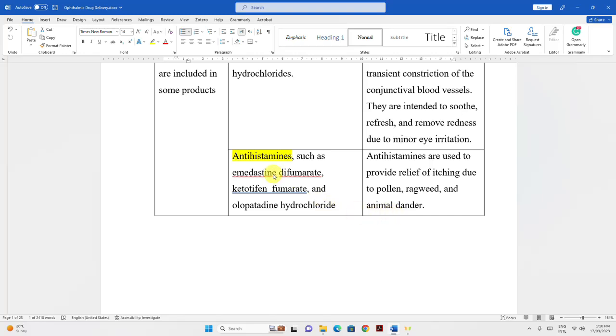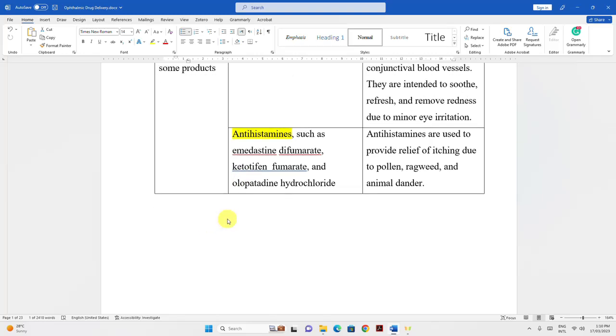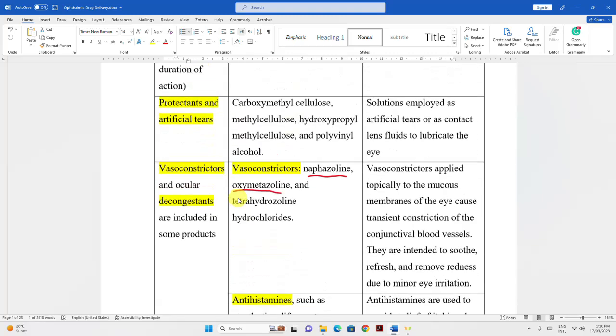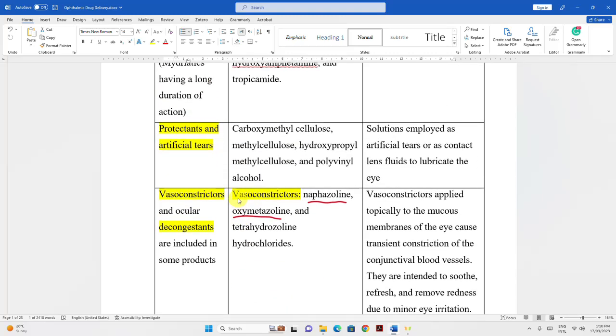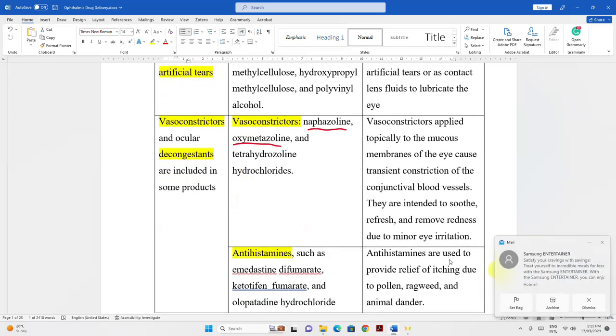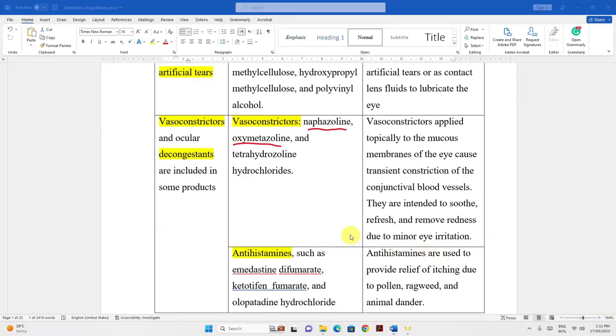You can take medication, or the patient can take medication such as emedastine difumarate, ketotifen fumarate, and olopatadine hydrochloride. So please familiarize yourself with these medications and try to memorize as much as you can.